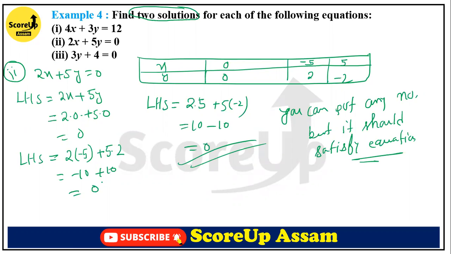See, in all this we got the value of the right-hand side, that is 0. In the plus case we got the right-hand side value 12, right? Is it clear now? Whatever value we put, it should satisfy the equation. That means if we put any value, it should equal the value of the right-hand side.